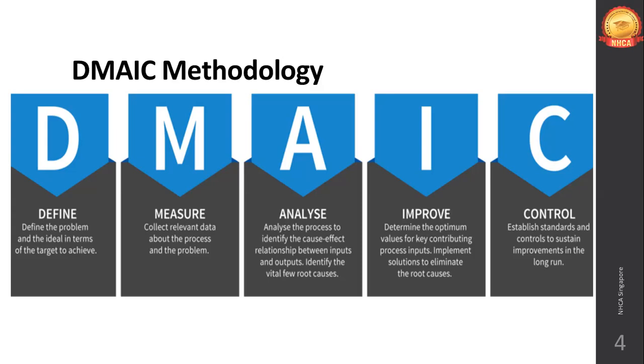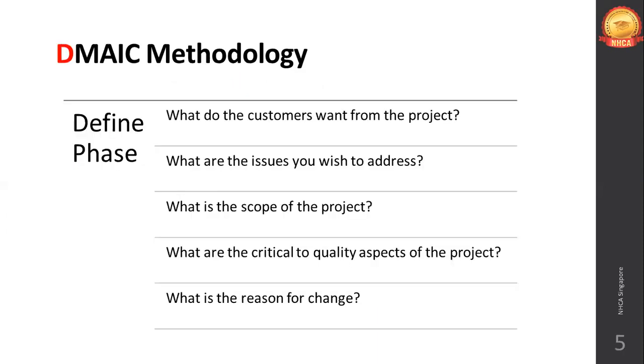And finally, control, the C. In the control phase, all the standards are established, improvements have been established, and implementation has been done. In control, you will sit and watch where things are going wrong again. Whatever solutions you have given, is it working fine or not? Is it giving you positive results or not? That is the control phase. So now, in detail about each of these phases.